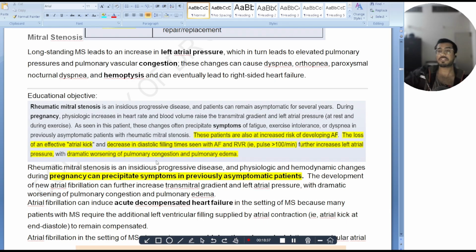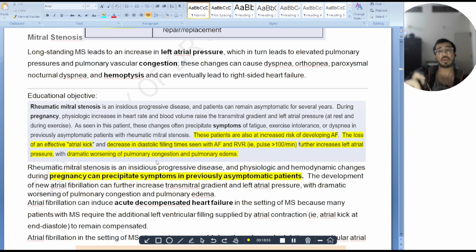So, this patient can get hit in a lot of different ways. A patient with previously asymptomatic mitral stenosis, if that patient gets pregnant, the mitral stenosis becomes symptomatic. You quit that case, let's discuss another case.